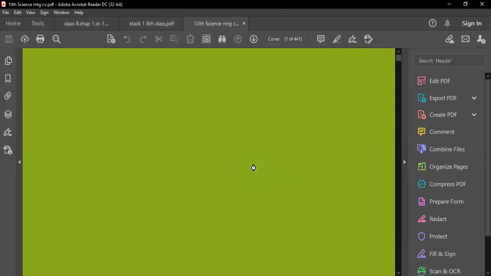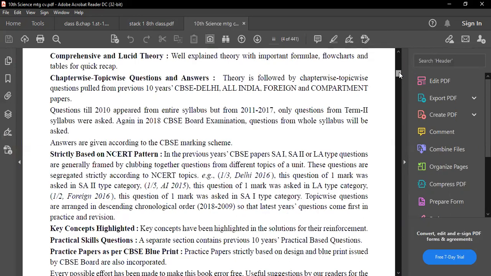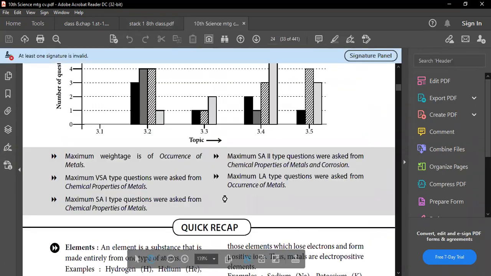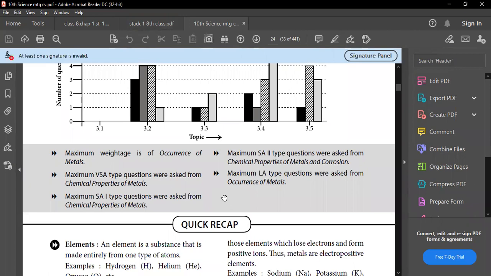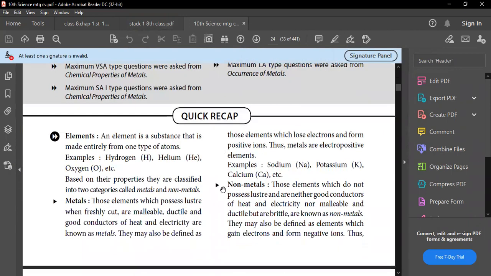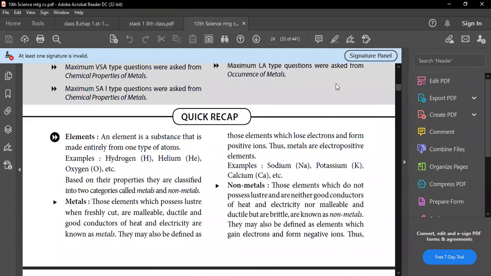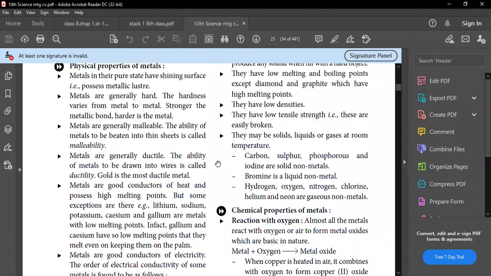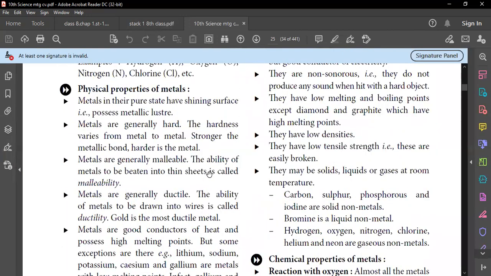Physical properties you tell. Chemical properties we'll discuss. Other physical properties. Whether I discussed all these properties or not. Yes, sir, we have discussed. Check it, go through point to point.